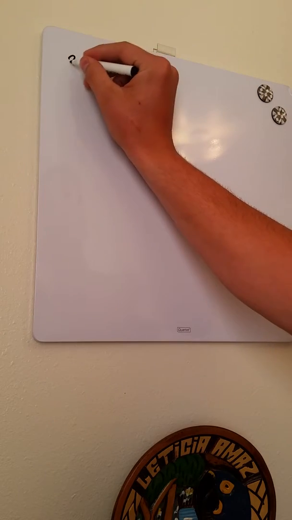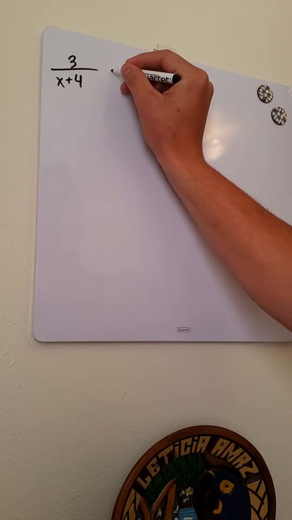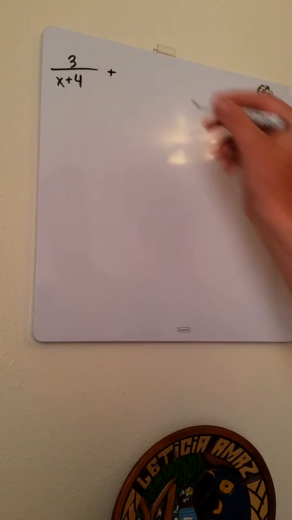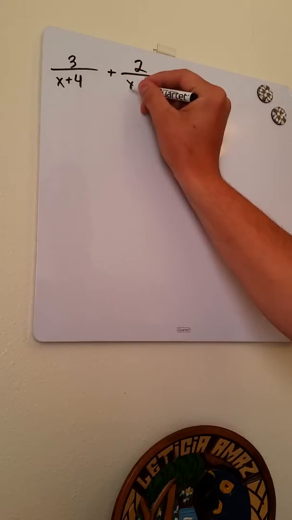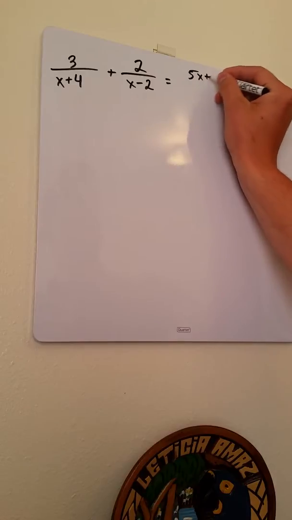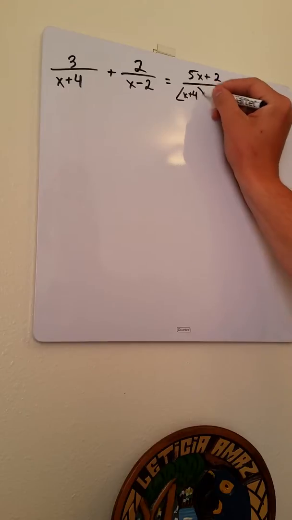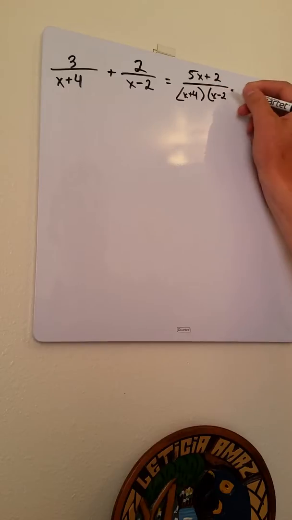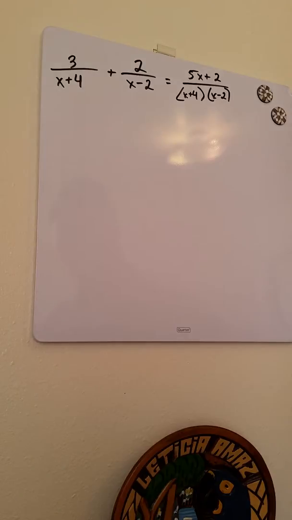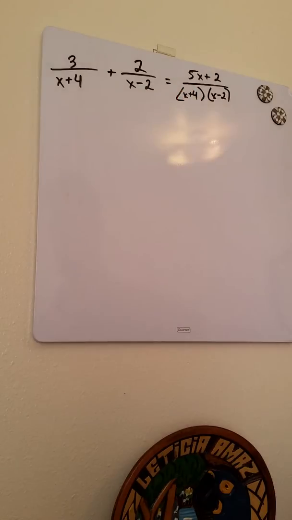Now let's move on to the rational equation. The rational equation that I have chosen to do today is 3 over x plus 4 plus 2 over x minus 2 equals 5x plus 2 over x plus 4 times x minus 2. And when we see this, we should be happy from the start, because we see that the terms on the bottom are somewhat alike, or they have relation to each other in some way.